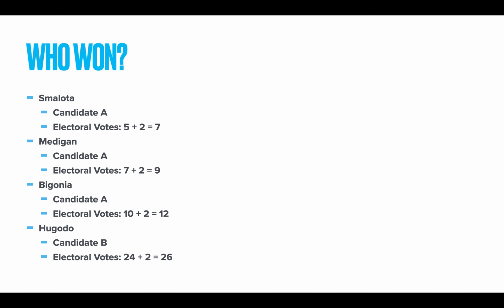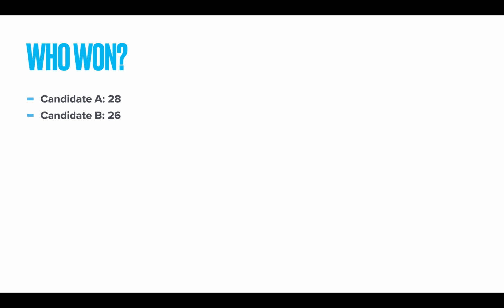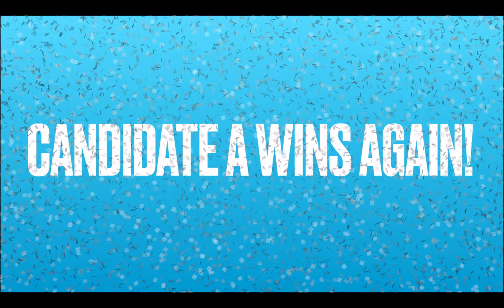And then we'll add 2, as we can see with Smilota, they vote for candidate A, you add 2 votes for candidate A, Madigan candidate A, add another 2 votes, Begonia candidate A, another 2 votes. That means there's 6 extra votes for candidate A and only 2 extra votes for candidate B, as Hugoto was the only state to vote for candidate B. So here are the new numbers. Candidate A gets 28 votes, candidate B gets 26. So candidate A wins again.